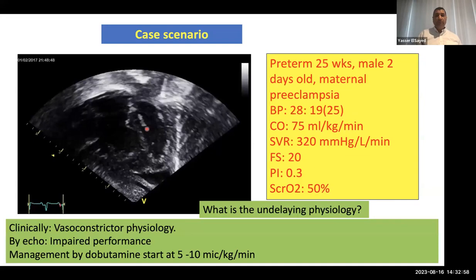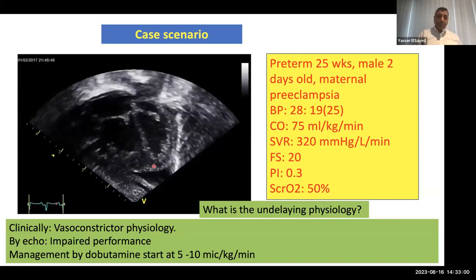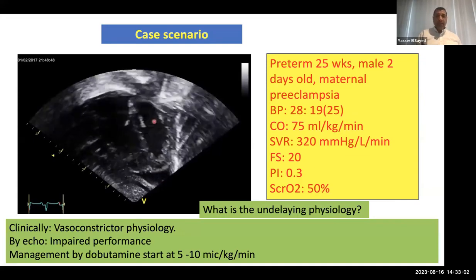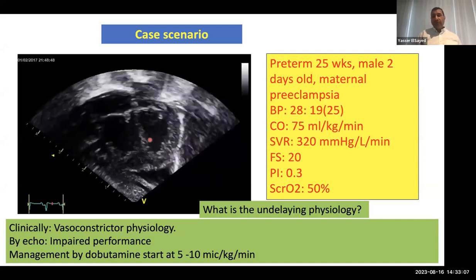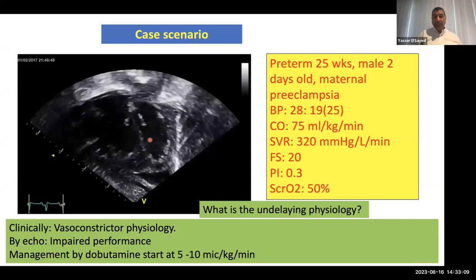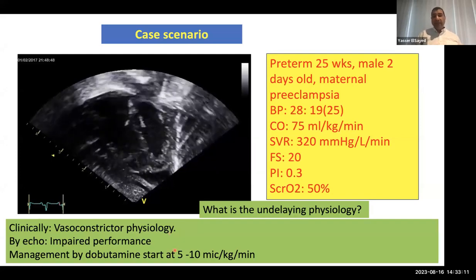The echocardiography showed poor myocardial performance with negligible pericardial effusion, but this is typical early vasoconstrictor physiology. If you wait more time, you'll see lactic acidosis. But typically, if you start medication early, that would be treated with just a low dose of dobutamine.